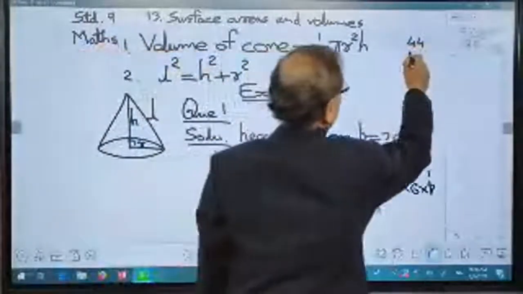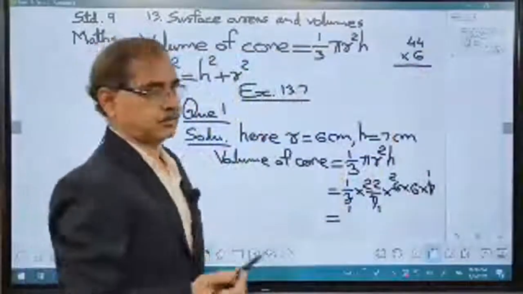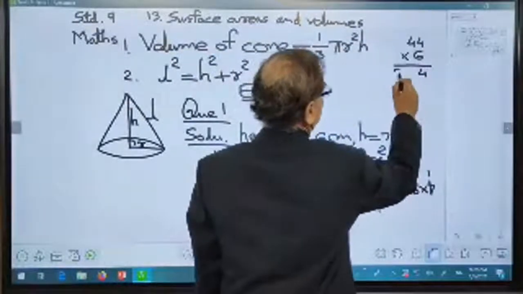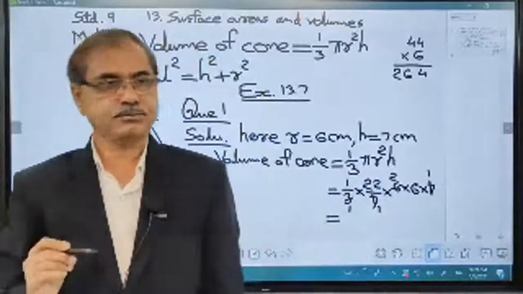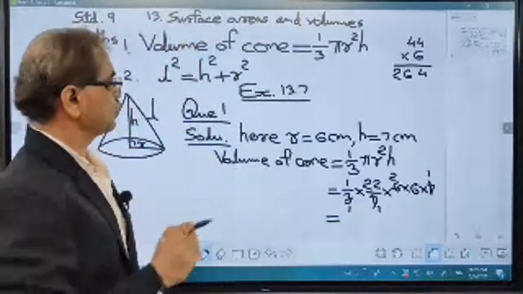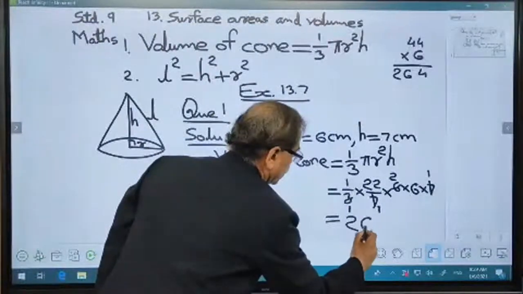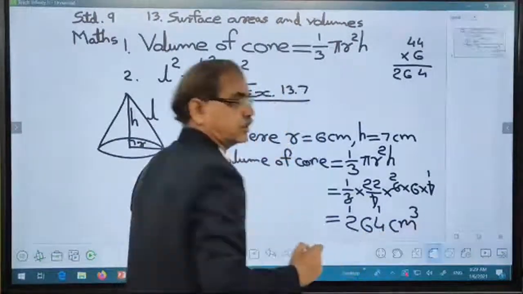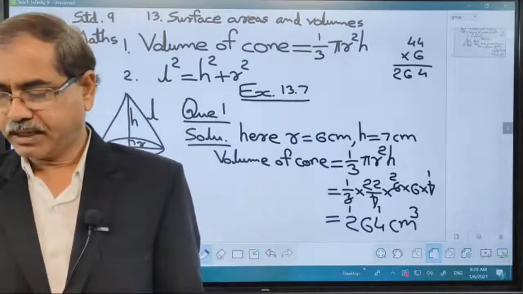Multiplied by 6. 6 table you know it, 6 4s are 24, 4 write down and carry over 2, and then again 24 plus 2, 26. So 264, that is your rough work. 264 centimeter cube. That is how we got the volume of the cone. That was our first part.